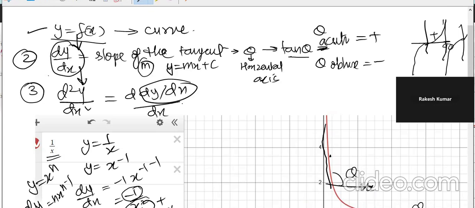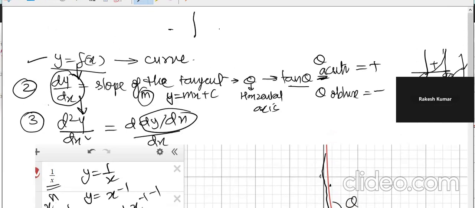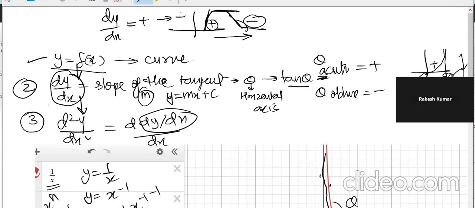Now, one thing is very clear: in maxima, the rate of change is negative. Why? Because dy by dx moves from an acute angle to an obtuse angle. So if dy by dx is changing from plus to minus, it means that the second order derivative is negative. So if the second order derivative comes out minus, it is maxima.